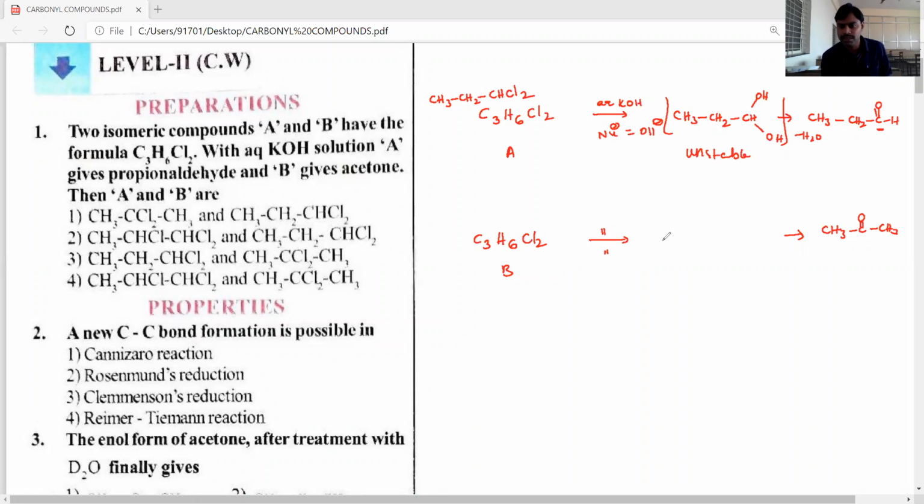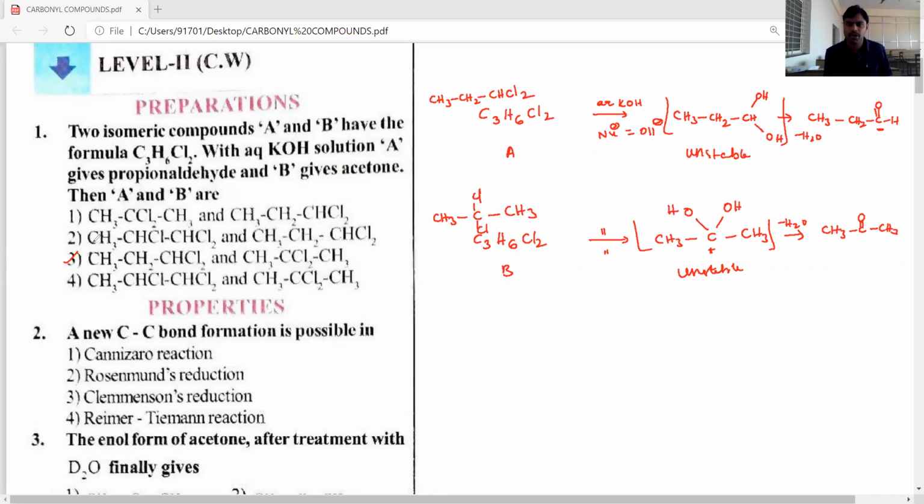Now for compound B, the two OH groups are at the middle carbon, CH3C(OH)2CH3. It is unstable, loses a water molecule and is converted into acetone. So the two chlorine atoms are at the middle carbon, an internal geminal dihalide, CH3CCl2CH3. So the third option is correct.